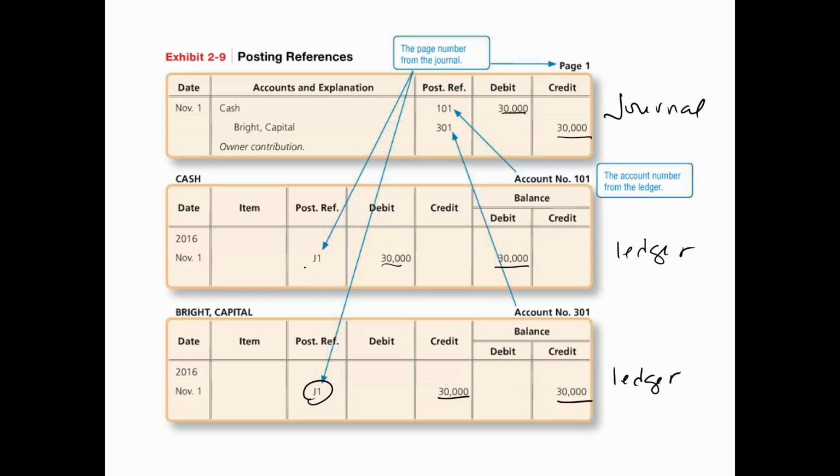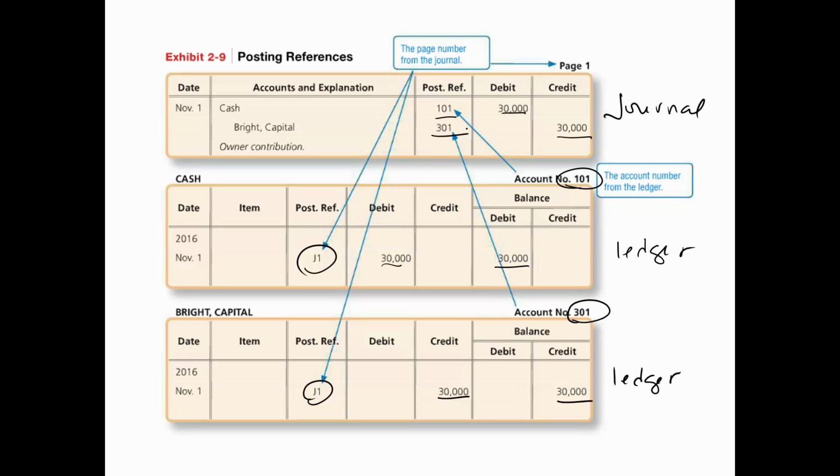This again tells me where it came from, but then once I've posted it, I go back to the journal and I say, okay, this $30,000 debit to cash, I posted that to account 101. So that's what goes in here. This 30,000 credit to capital, I posted that to account 301, so I put that here.